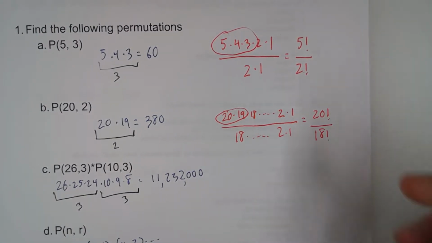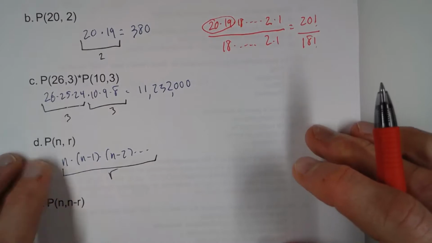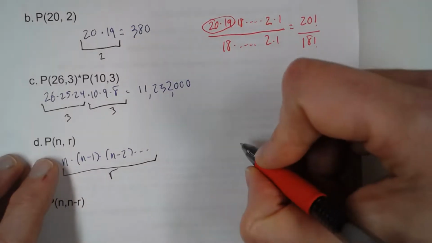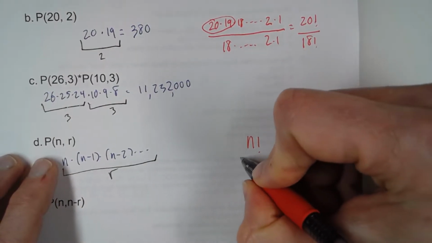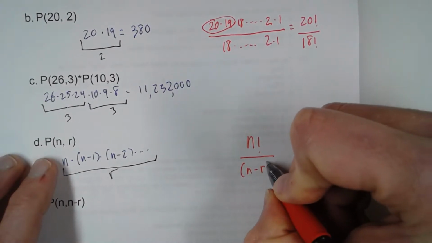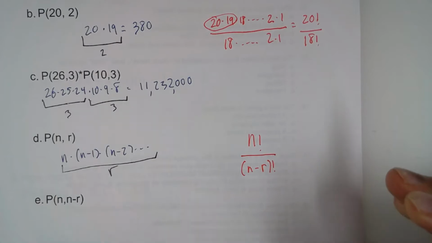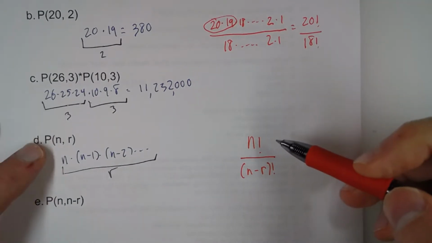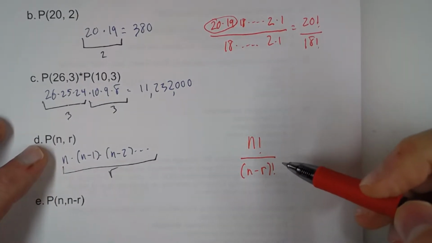So that's the key right there that's going to allow me to write this for letter D. On the top, it's going to be n factorial, and then it's n minus r factorial. And so that's what this is right here.